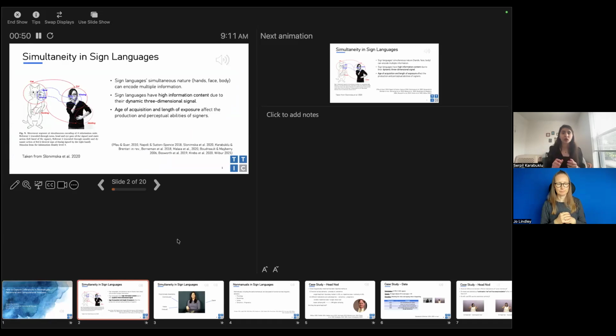I want to briefly introduce the structure of sign languages, really short. Sign languages are simultaneous. What I mean by this is they have hands, face, body, which we call non-manuals, and space to encode the information. Thanks to this simultaneity, they have high information content. Studies also show that age of acquisition and how long kids are exposed to sign affect the production and perception skills of signers later in life.